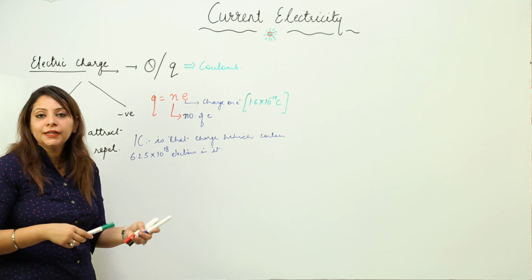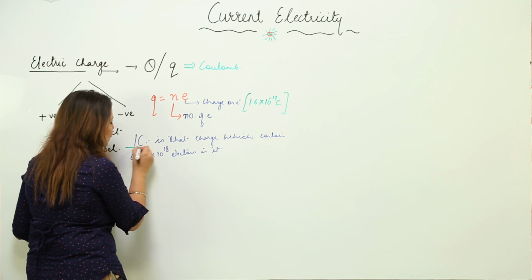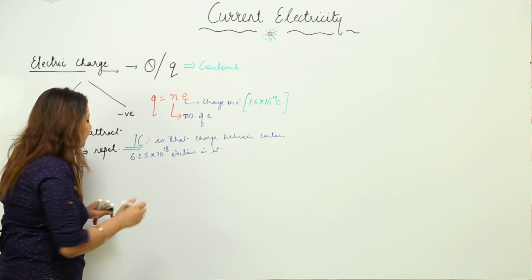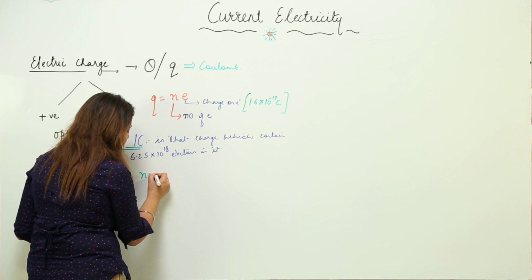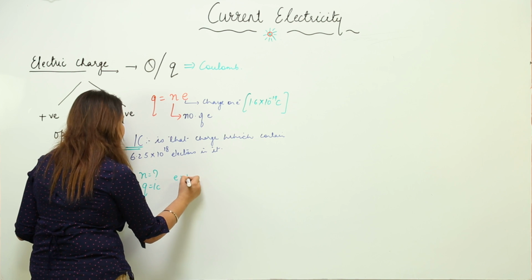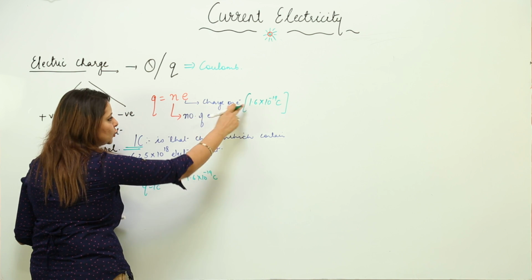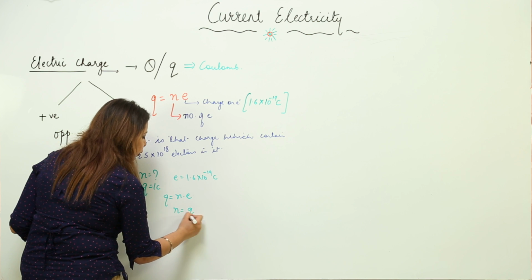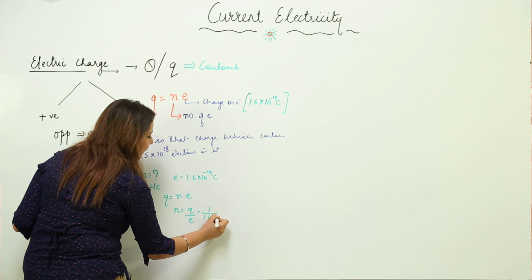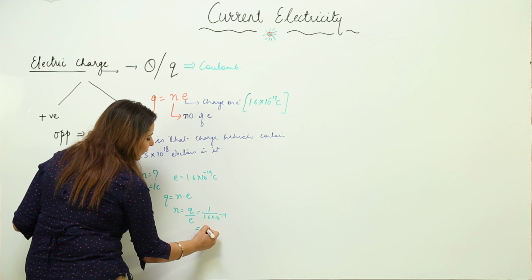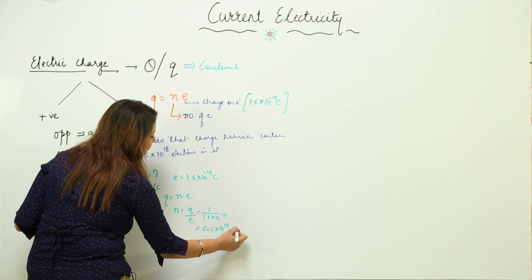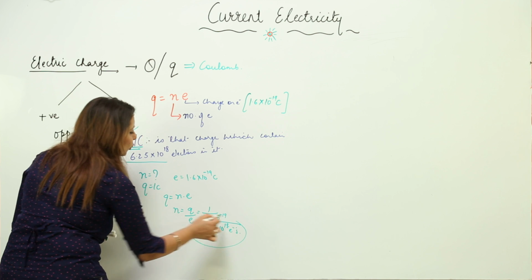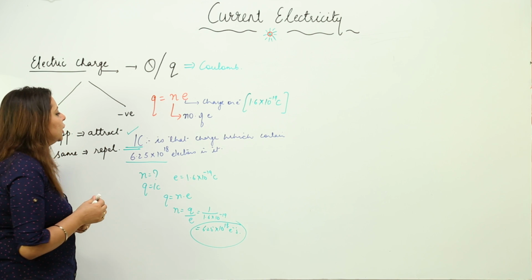If somebody asks you to define the SI unit of charge, that is coulomb, you define it this way: 1 coulomb is that charge which contains this much number of electrons, and we can actually prove it. Suppose we need to find the number of electrons in 1 coulomb of charge. We know that E is 1.6 into 10 raised to power minus 19 coulomb, the charge on an electron. Substituting the values, Q is equal to NE, so N is equal to Q upon E, that is 1 upon 1.6 into 10 raised to power minus 19. If you solve it, it comes out to be 6.25 into 10 raised to power 18 electrons. So that is why we define that 1 coulomb is that charge which contains this much electrons. So this is 1 coulomb.